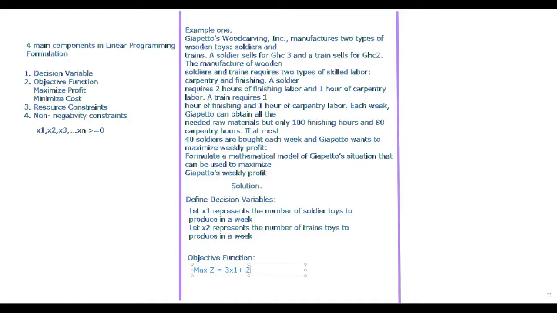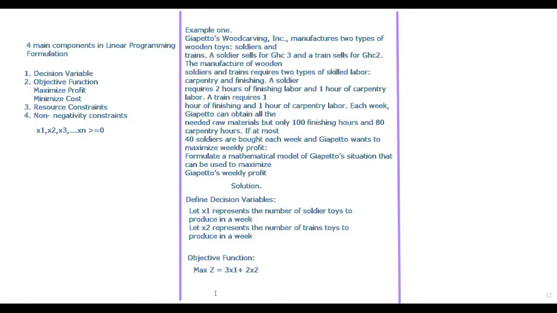2. You get it? And what is the decision variable for train toys? X2. All right, thank you. So 2 X2. So this will be your objective function. You get it? This is going to be your objective function.